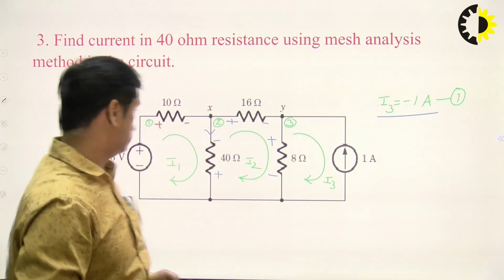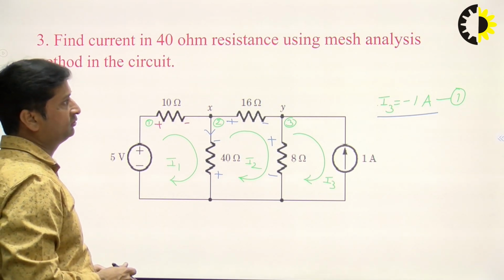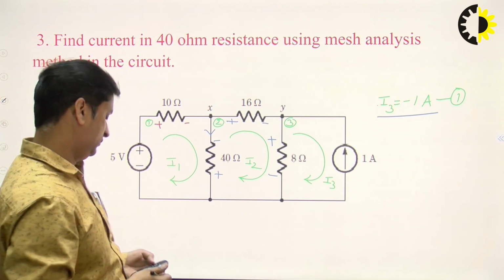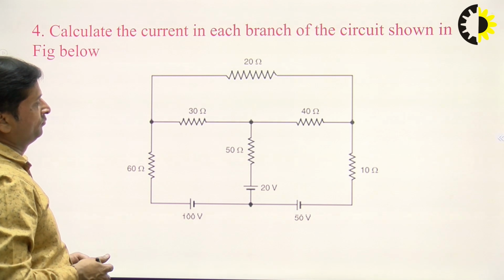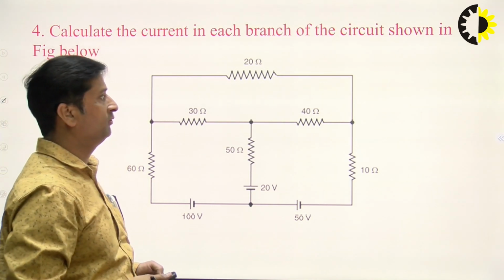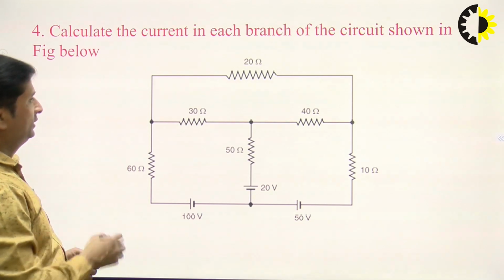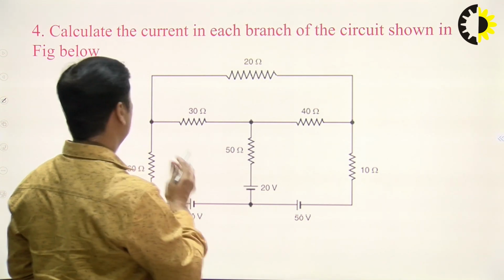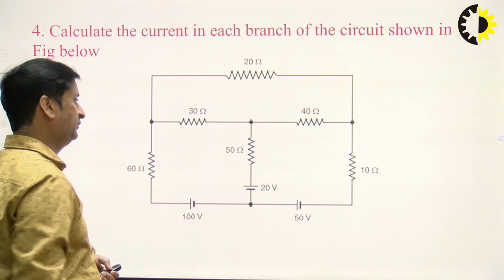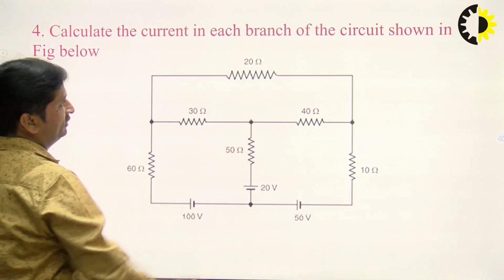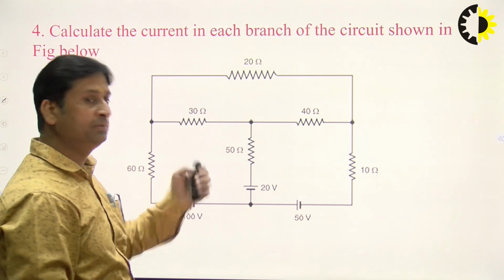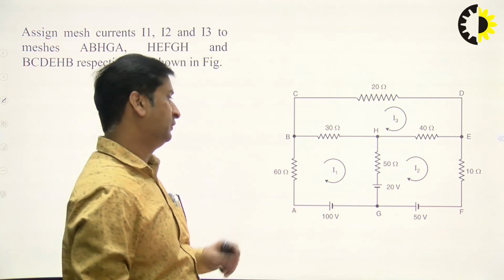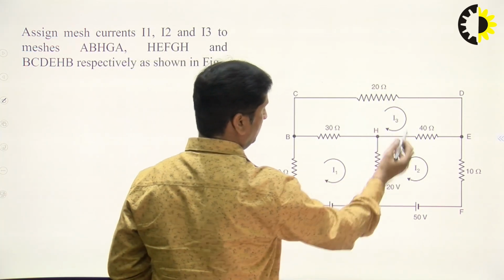So we can solve such numerical problems of mesh analysis by applying this concept of KVL simply. So there is one more problem which is solved. Suppose this is the problem: find the value of current in each branch of the circuit shown, using mesh analysis. Suppose this is our circuit and we have to find the current in each branch using mesh analysis.